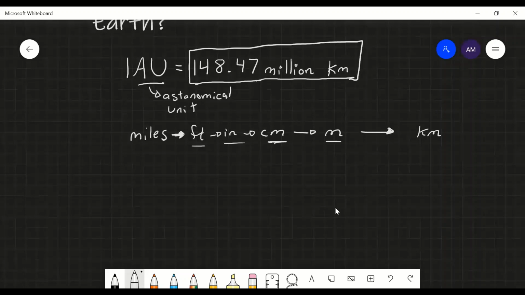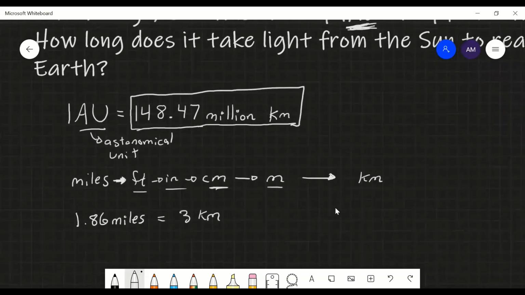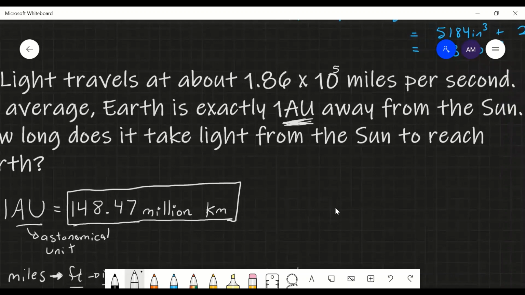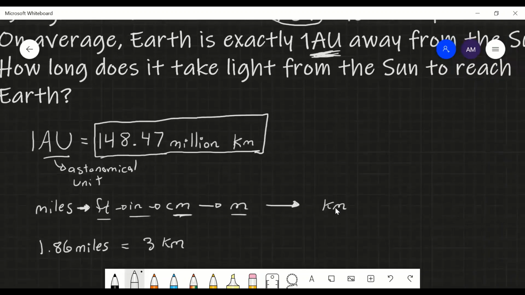And you're probably asking yourself, is there a better way? Yes, there is. If you happen to know the direct conversion from miles to kilometers, then this becomes a lot easier. This is something that could be looked up, but it turns out 1.86 miles is the same thing as 3 kilometers. Well, that's kind of a coincidence because the speed of light seems to have this 1.86 in it. And then there's the 10 to the 5. But that might be the easier way to go because I'll just copy that number down here.